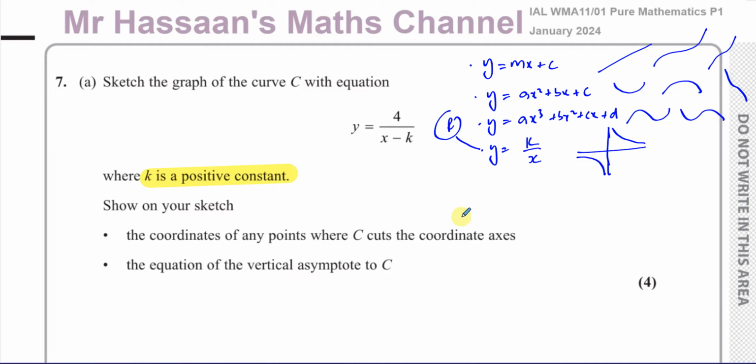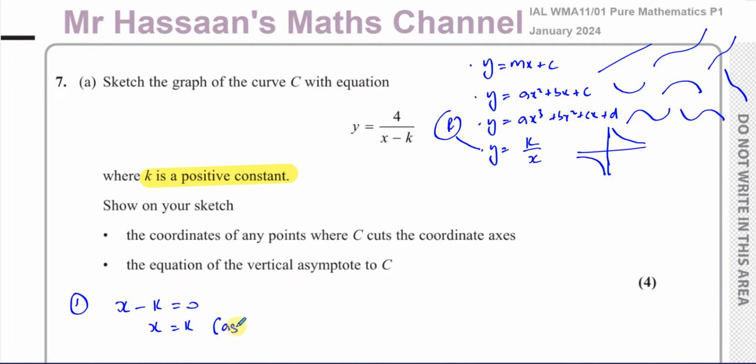Now, whenever you have a reciprocal curve, you have to work out what the asymptotes are: what are the values that cannot go into this function? The first thing we look at is what value makes the denominator 0. The denominator of any fraction cannot be 0, as it will be undefined. So the value of x which makes the denominator 0 is where the vertical asymptote is; x will not be able to reach that value. So we equate the denominator to 0. When x minus k equals 0, x is equal to k.